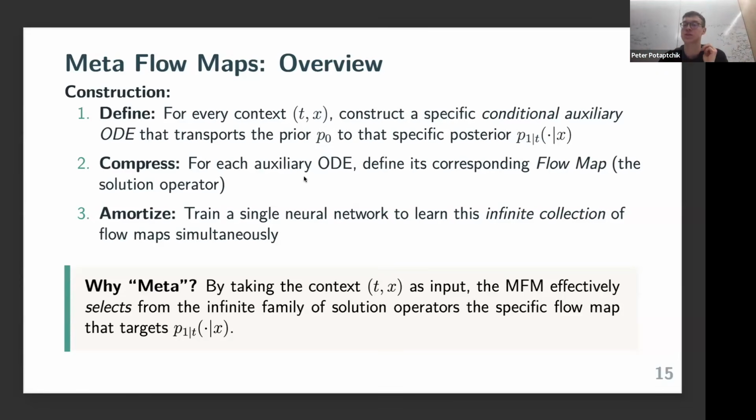And each of these auxiliary ODEs has some associated flow map that learns its solution operator and compresses its trajectories, so you don't have to simulate the infinitesimal ODE, but can instead jump in one step from the noise sample P0 straight to a sample from that posterior. And instead of training all of these infinite networks separately, of course, nobody would do that, we're just going to train it all under one model simultaneously. And we're going to call that a metaflow map.